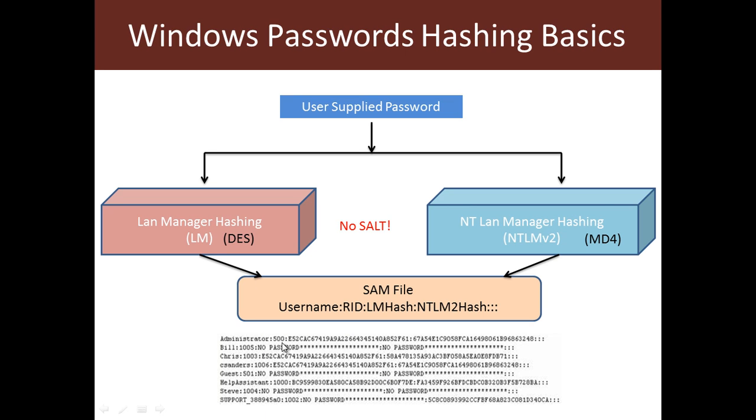Now this is a sample of the SAM file. In previous videos, we have used the hashdump command to get all of these details from the SAM file. What is one major vulnerability in Windows hashing? The major vulnerability is that no salt is used while these hashings go on. What is meant by that? In cryptography, a salt is used so that the salt and password combination gives different hashes for different salts, even though the password itself remains the same.